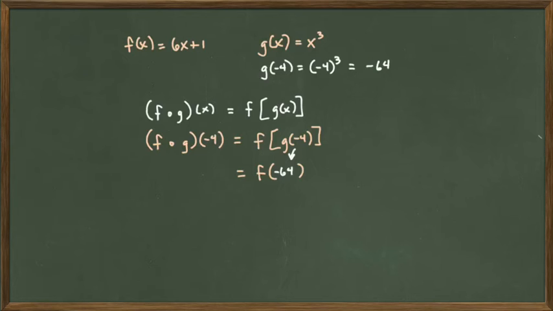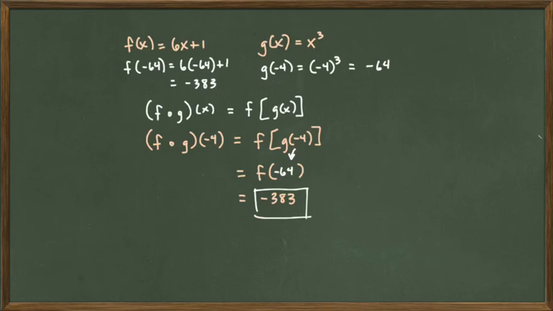And so now we're just finding f of negative 64. So we're going to plug negative 64 into the f function. And when we do that, 6 times negative 64 plus 1, you should get negative 383. And so that's our final answer here.